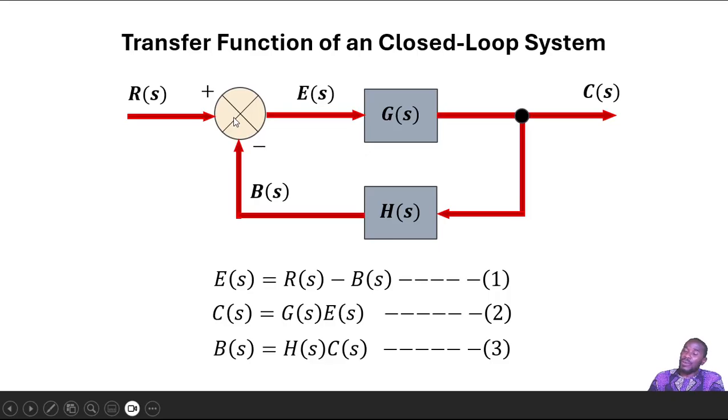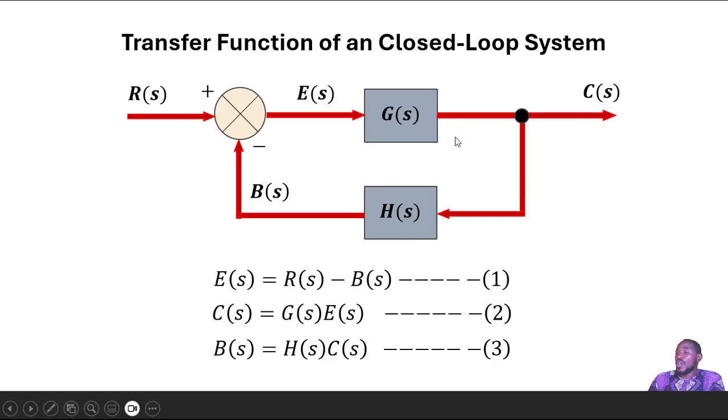Is that okay? Now, let's look at these mathematically using basic algebraic operations. E of s is the output from the comparator, right? Because your R of s coming into the comparator is coming in with a positive sign, but your B of s coming in is negative. So your E of s, the output, is the difference between these two as we've expressed in equation 1. So the error signal is the reference signal minus the feedback signal.